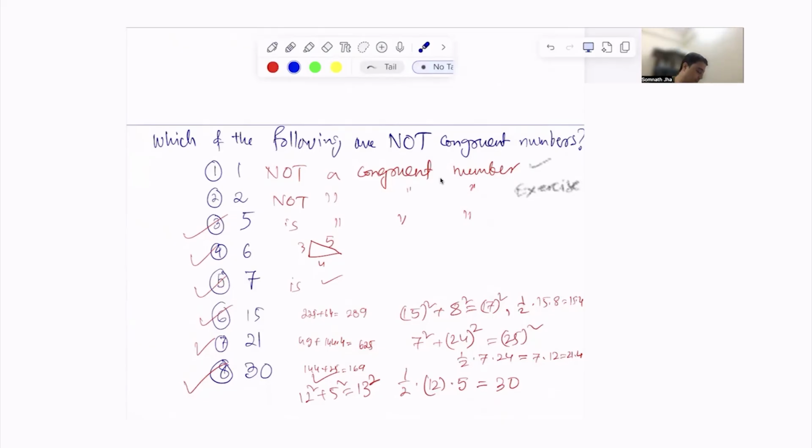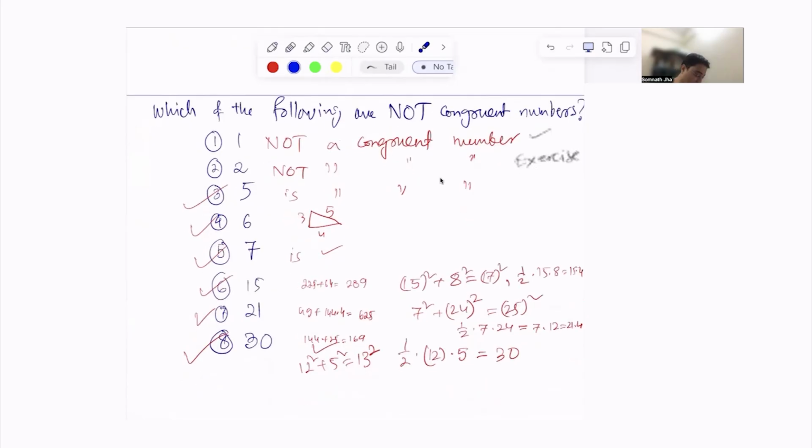So here is a list we checked of which are congruent numbers. You have to come up with some triangles and some identities for the congruent number. But showing something is not a congruent number, like 1 and 2, needs a theoretical argument. And 1 I did, and 2 and 3 I left as exercises.